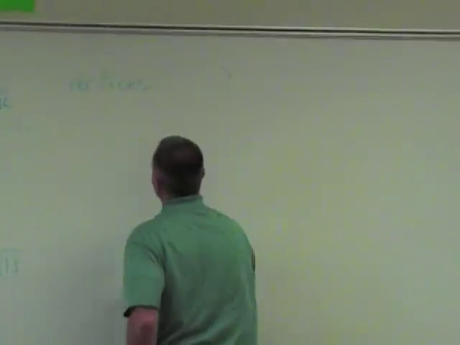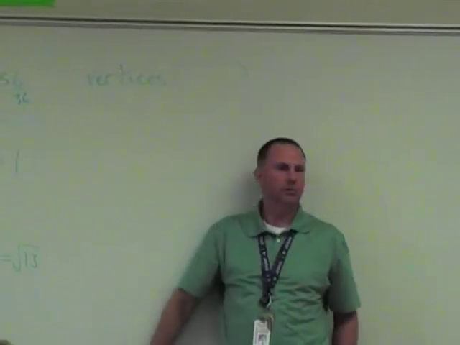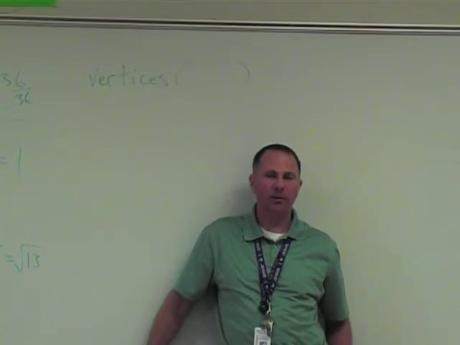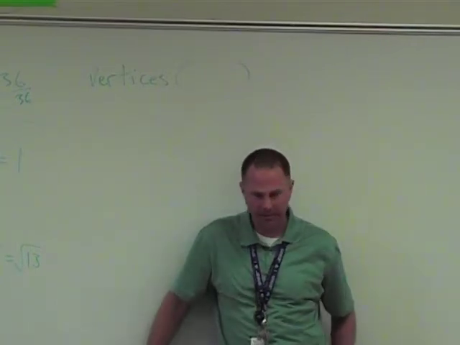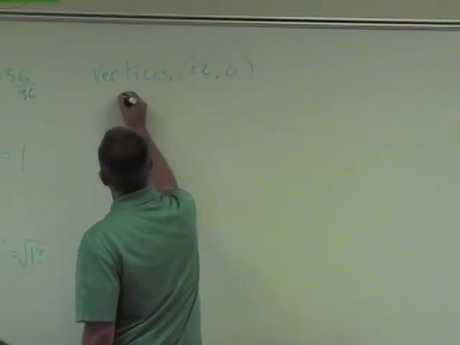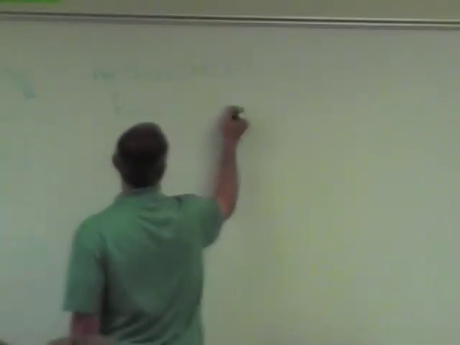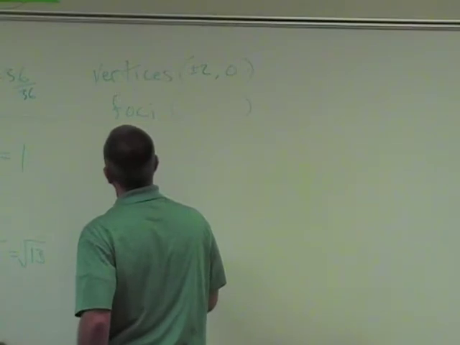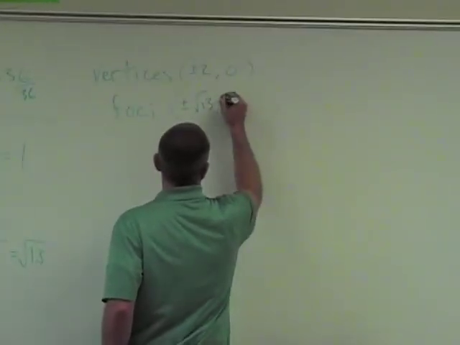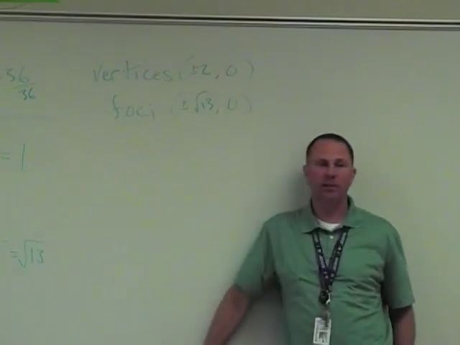Okay. Alright, so you put it in the correct form, you find A, B, and C. Now you need to do this. Tell me the vertices, your major vertices, what are those? And how do you know? Horizontal, right? Yeah, plus or minus 2, 0. Alright, how about the focal points? Plus or minus square root of 13, 0. Yeah, it's plus or minus c, and they're still on the major axis, so they go in the x position.